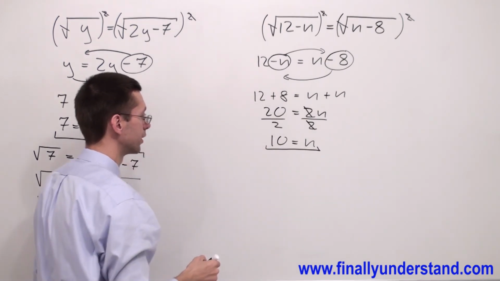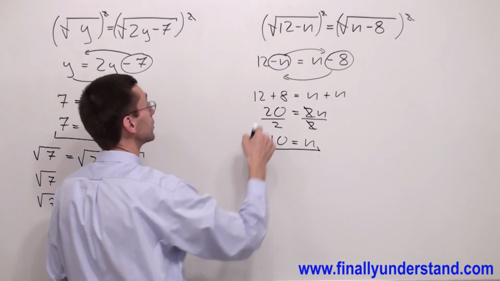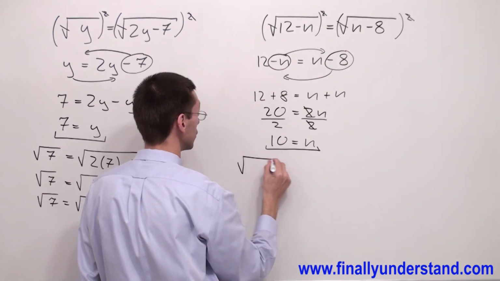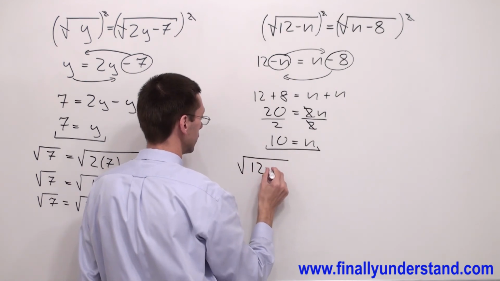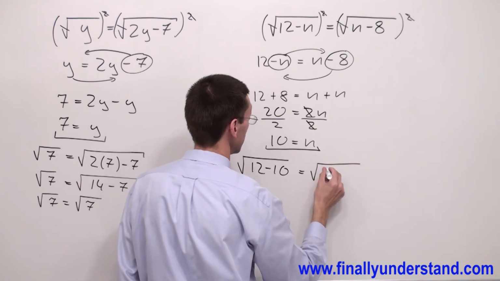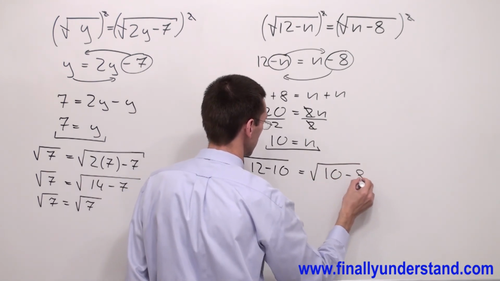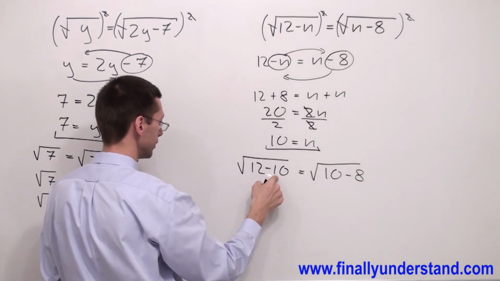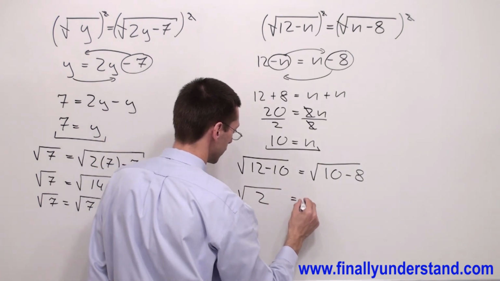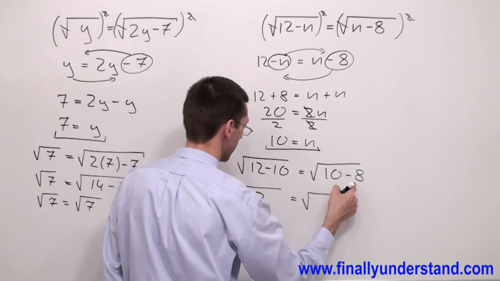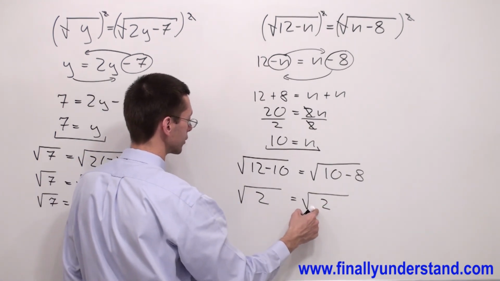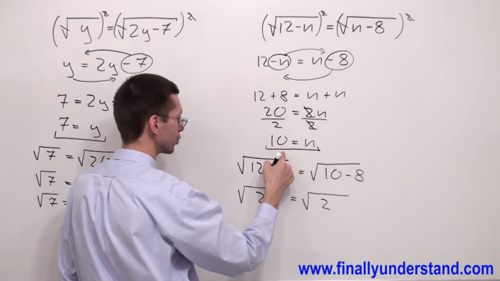Let's check if this is the correct answer to my problem. I'm going to replace every n in my equation by 10. So I have square root of 12 minus 10 equals square root of 10 minus 8. 12 minus 10 is equal to 2. And I have 10 minus 8 is 2. As you can see, the left side is equal to the right side. That's why n equals 10 is the solution to my problem.